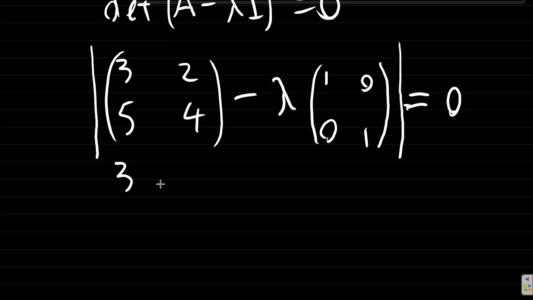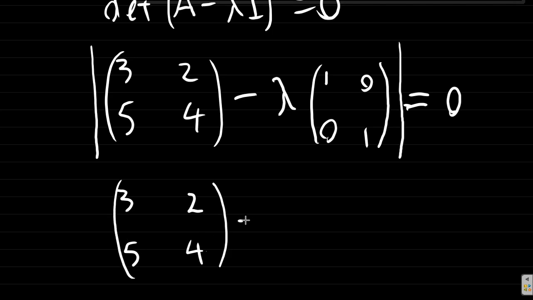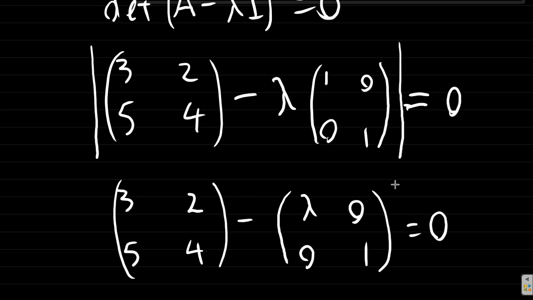So we have 3, 2, 5, 4, minus, let's multiply lambda by this matrix now. Lambda 0, 0, 1 is equal to 0. The determinant is equal to 0. Alright?